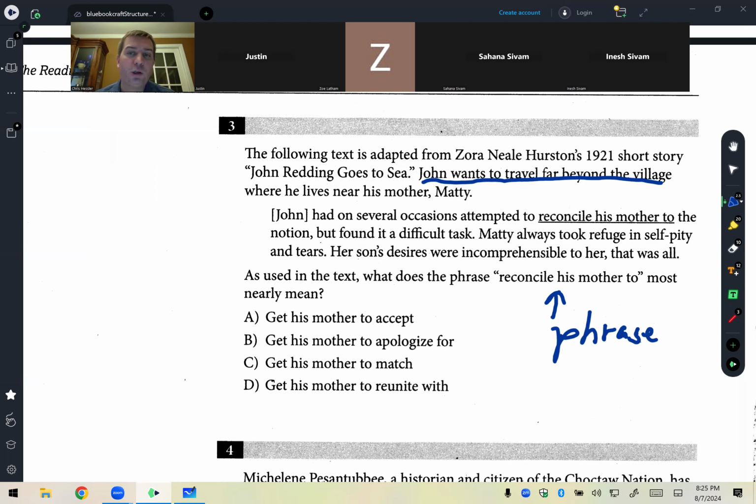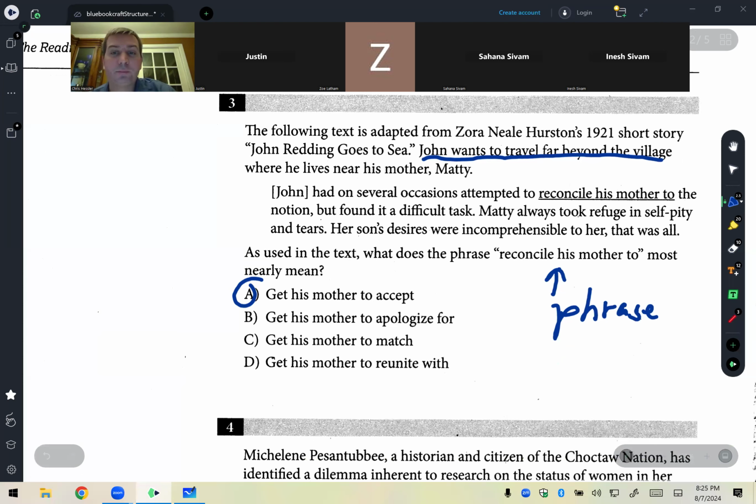I think that they're trying to trick you. The idea here is like maybe if we reconcile with one another, we forgive that person, we're talking to them again, we're reconciled. I think they're trying to trick you into thinking it's reunite or apologize for. But John is actually trying to get his mother to accept the idea that he would travel. So if we're reconciling someone to something, that means get them to accept it. I think that there's some trap answers there. That one was A. They might ask you about a whole phrase.